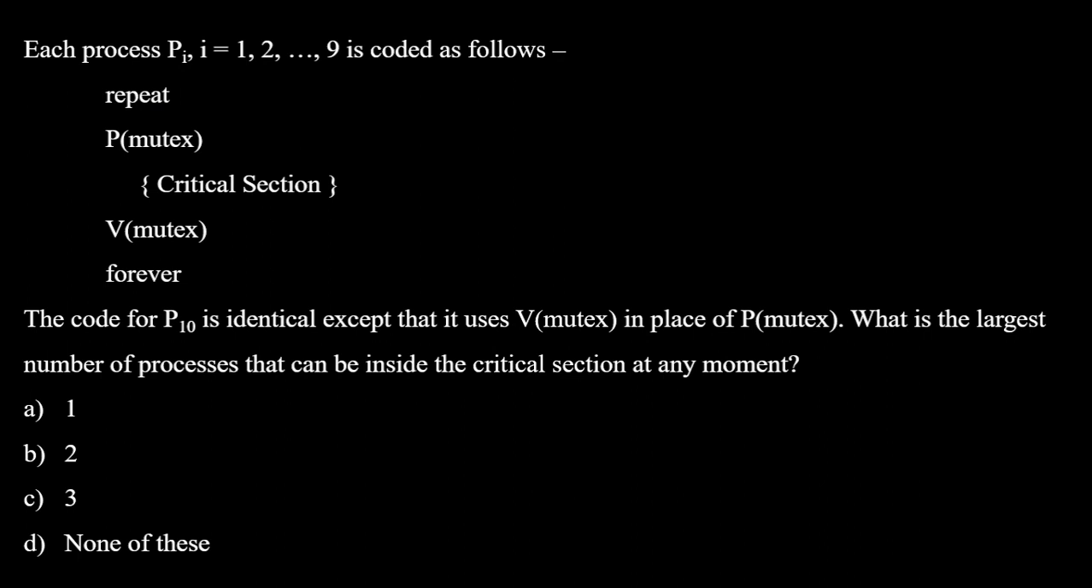What they are saying: each process Pi, where i has values 1 to 9, is coded as follows. Repeat: P(mutex), critical section, V(mutex), forever. So P(mutex) is basically, I hope you all know, wait, and V(mutex) is signal. Okay. So this is the code for P1 to P9. The code for P10 is identical except that it uses V(mutex) in place of P(mutex). What is the largest number of processes that can be inside the critical section at any moment?